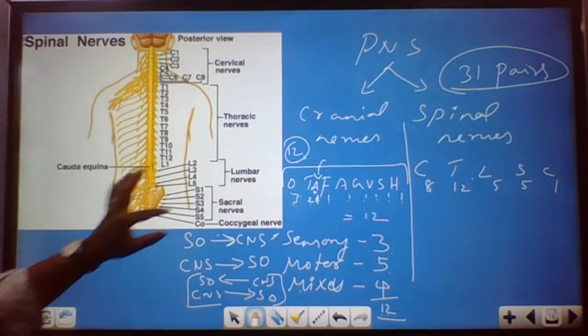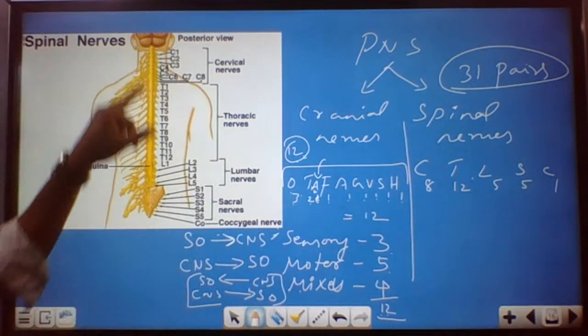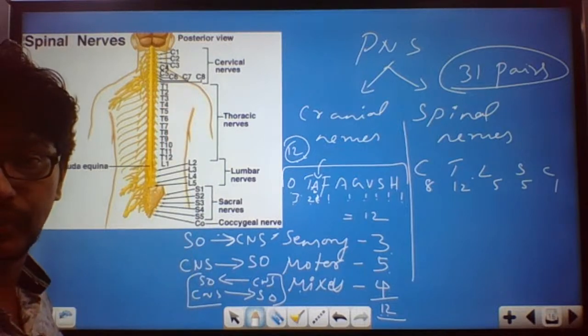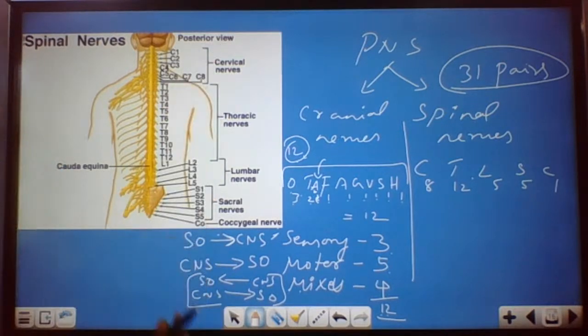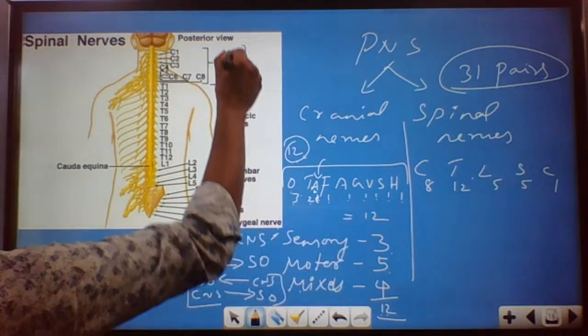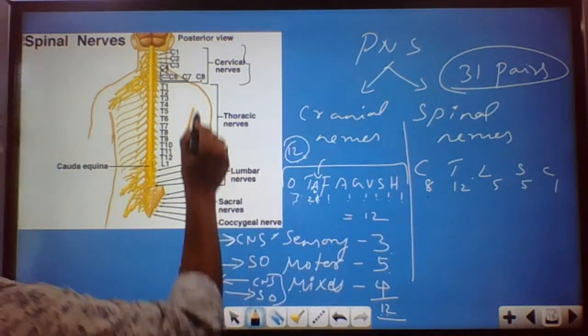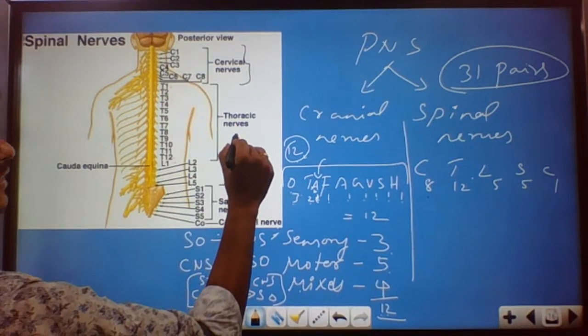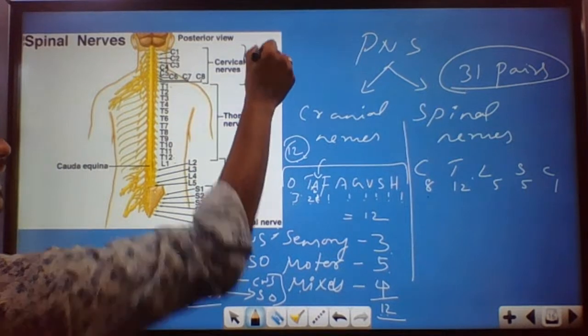So coming to the spinal nerves. Here it is mentioned, the spinal nerves. When you come to the spinal nerves, I'm not talking about the vertebrae, I'm talking about the spinal nerves actually. When we talk about the spinal nerves, you could see the cervical is 8 in number. And the thoracic nerves start from T1 to T12. This comes to 12 in number, and the cervical comes to 8 in number.